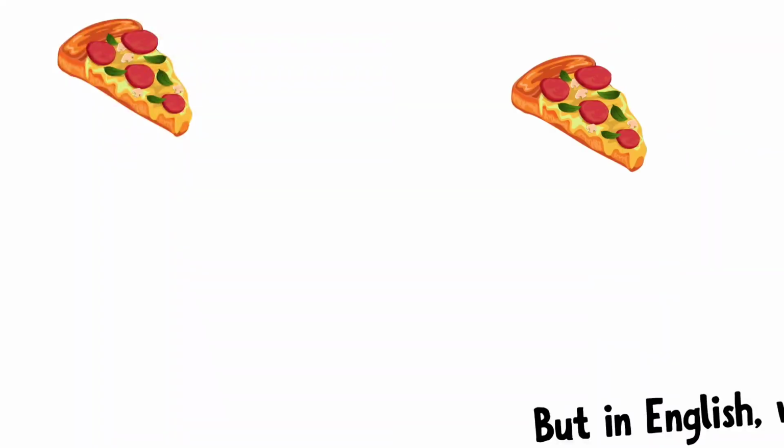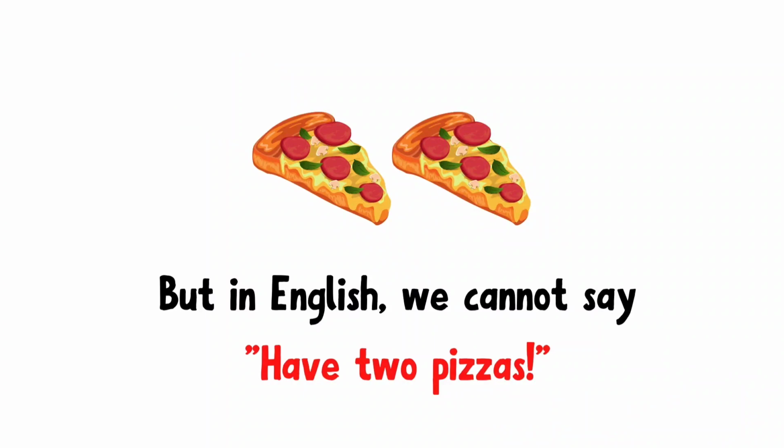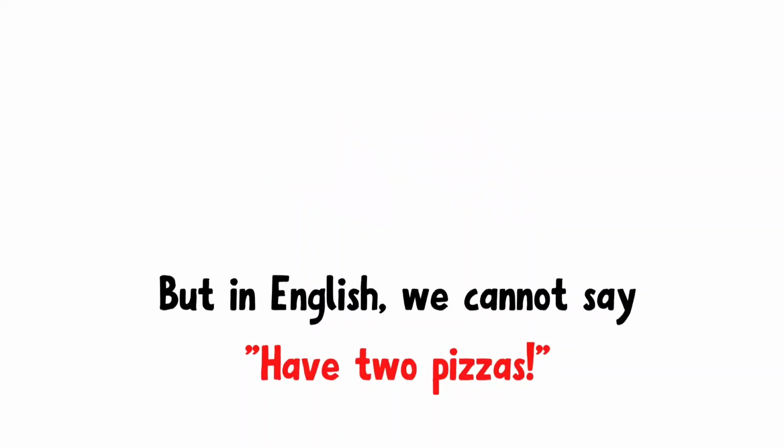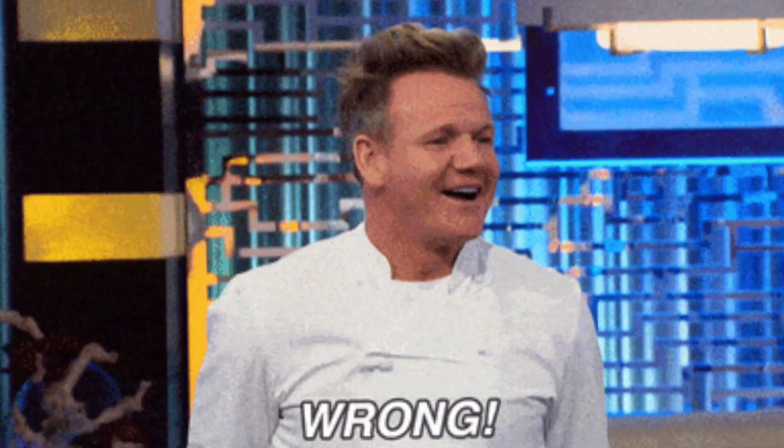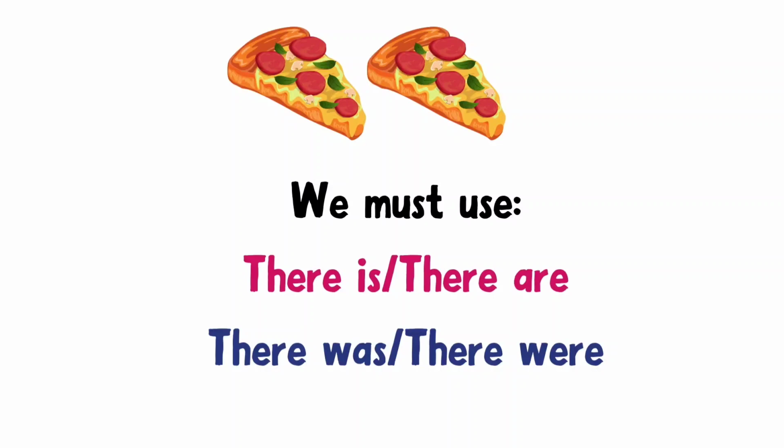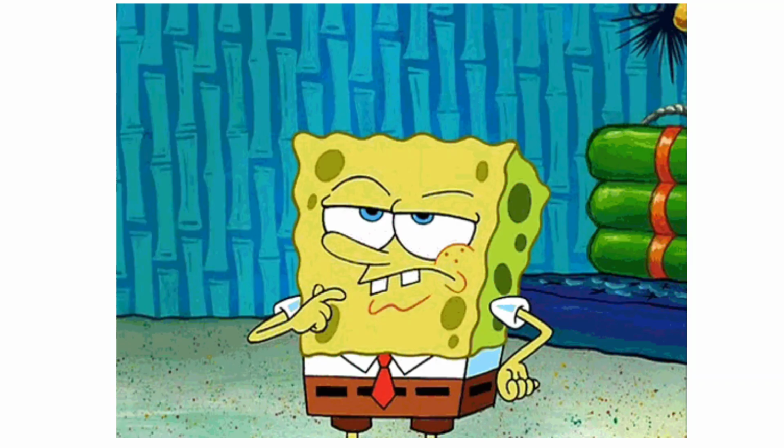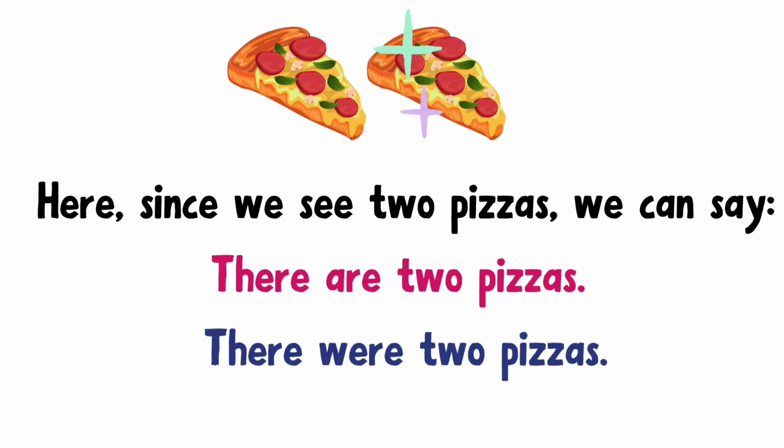In English, ada is have, but you cannot write have two pizzas. That would be very, very wrong. We must use there is, there are, there was, and there were. The question is, which one should we use? Okay, since we see two pizzas here, we can say there are two pizzas or there were two pizzas.